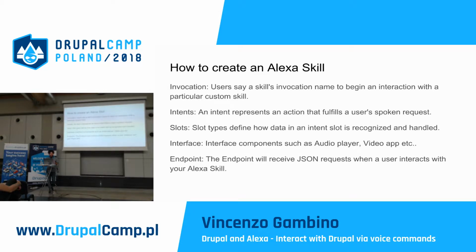So how do we create a skill on Alexa? As I said, we go to the developer portal. We need to add the invocation name, which is basically the name that the user will call this skill. Then the intent, which represents an action that fulfills a user spoken request. Then the slots, which are basically the parameters of the intent. Then we have the option to add an interface if you want to add any audio player or video, and then the endpoint, which is basically what will receive the JSON request from the intent.